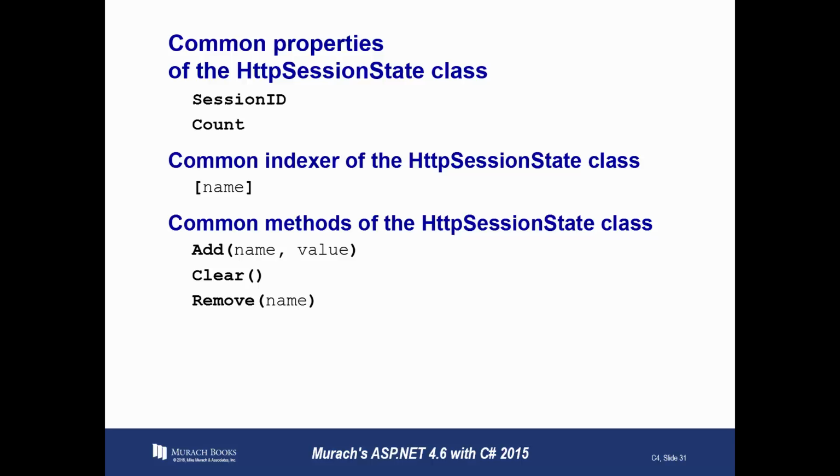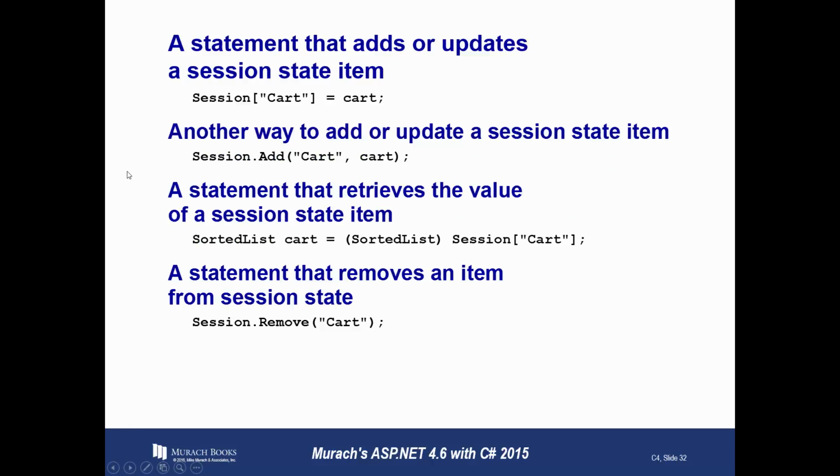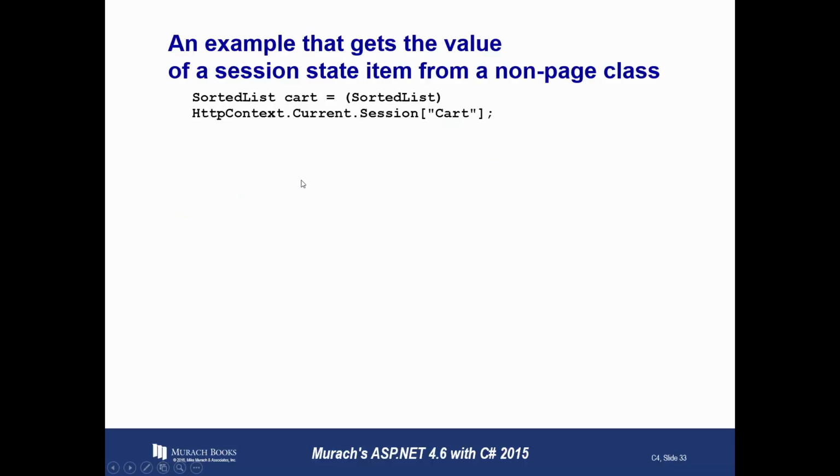The session state object is created from the HttpSessionState class, which defines a collection of session state items. To access a session state object from a code-behind file, you use the Session property of the page. To access the session state object from a class other than the code-behind, you use the Current property of the HttpContext class. By default, session state objects are maintained in server memory, so you should avoid using them if they're very large because they can slow down an application. Here are some operations that you can use.